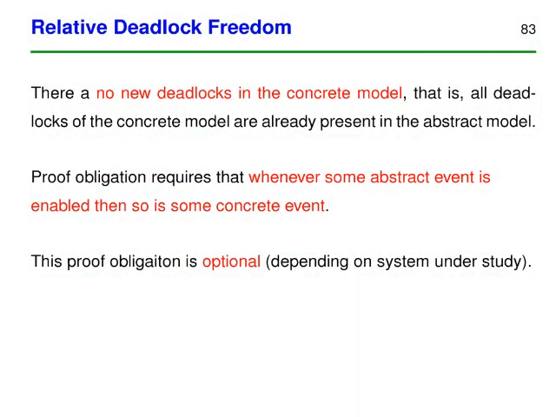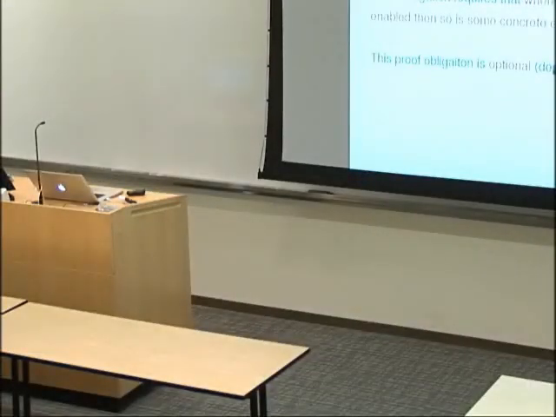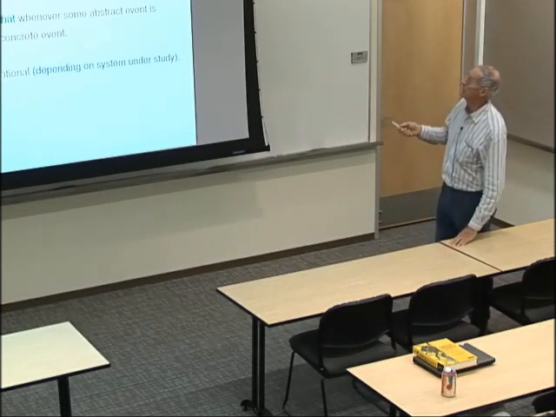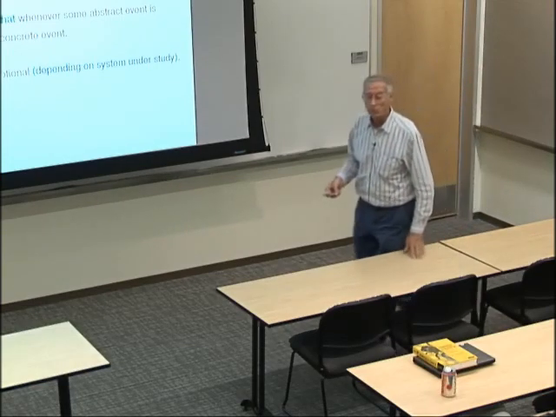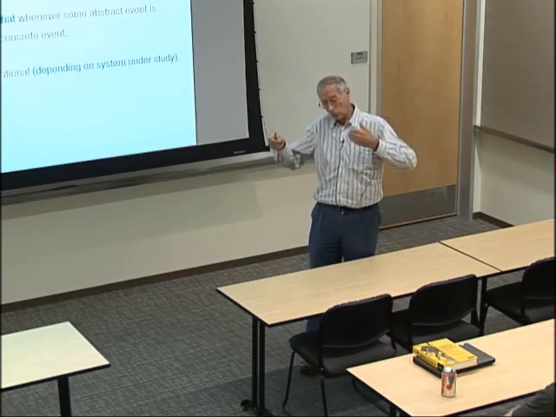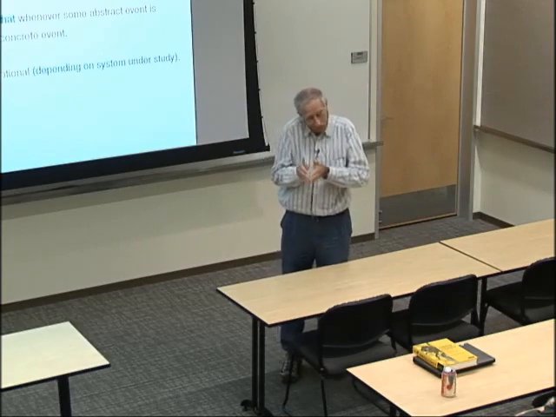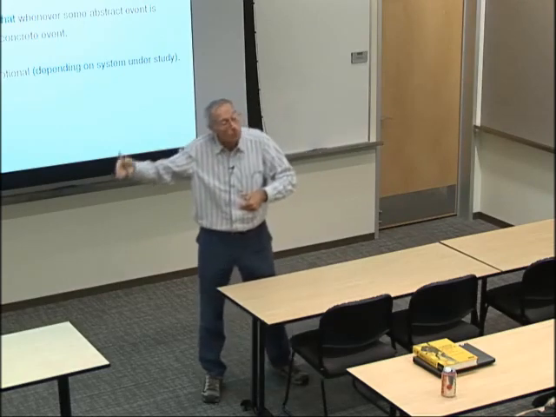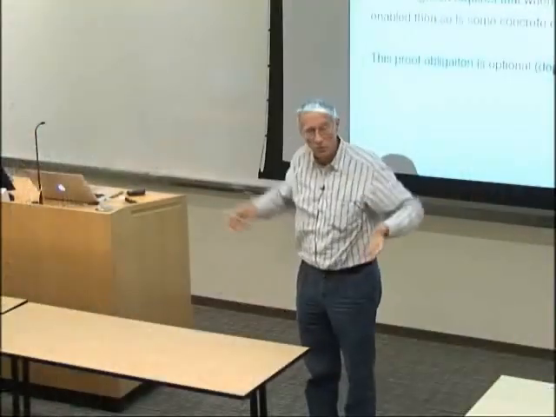And now we have to prove something important, which is the notion of relative deadlock freeness. And that corresponds to the second pathology, which could happen. There is no new deadlock in the concrete model. That is, all deadlocks of the concrete model are already present in the abstract model. Which means that we have not strengthened the guards so much that we block the system in the concrete, whereas it was not blocked in the abstract. Okay, we have to have the same global behavior of the system.